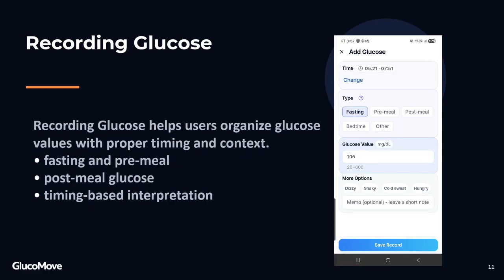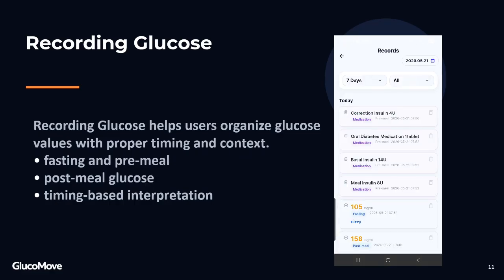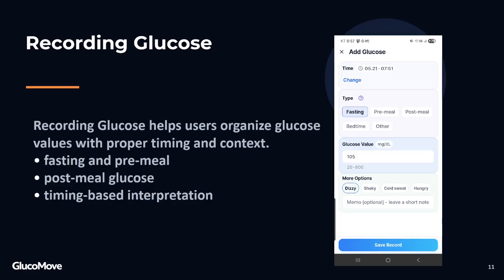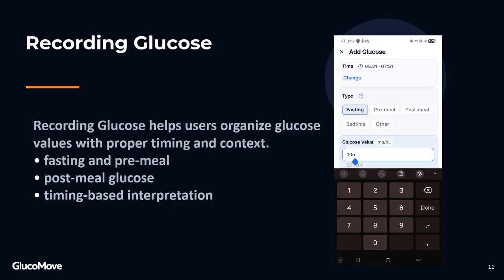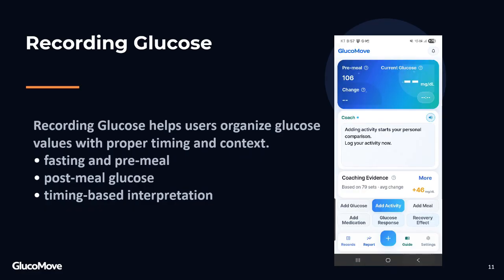When recording glucose, it is important to clearly select the correct timing category, such as fasting, pre-meal, or post-meal. Fasting glucose entries are recognized as pre-meal glucose values inside the dataset structure. Accurate timing selection helps the app better organize glucose patterns, meal responses, and recovery-related analysis over time.